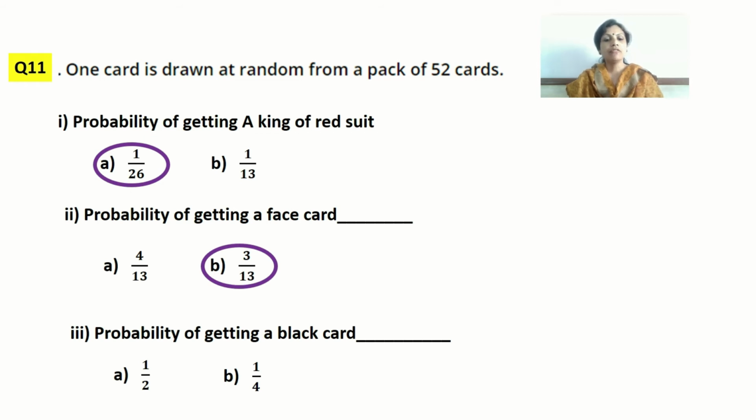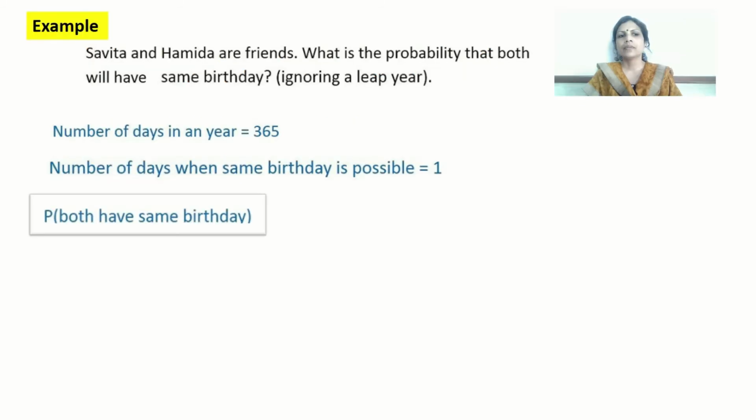Third is probability of getting a black card. Now there are 2 types of black card. So 13 plus 13, 26 black cards are there in a pack of 52 cards. Probability will be 26 upon 52, and 26 upon 52 is 1 by 2. So option A is the correct option.